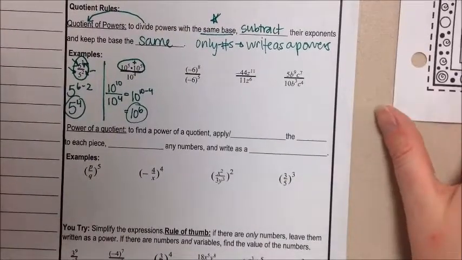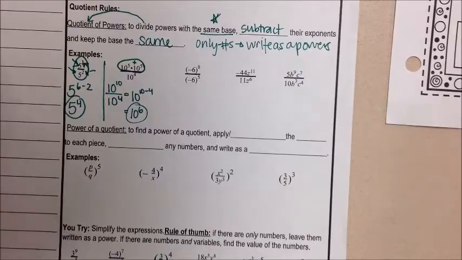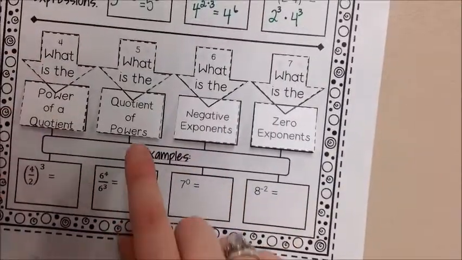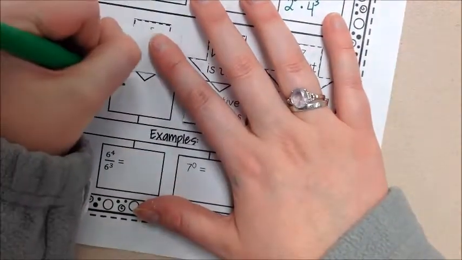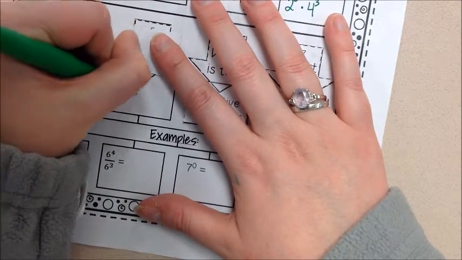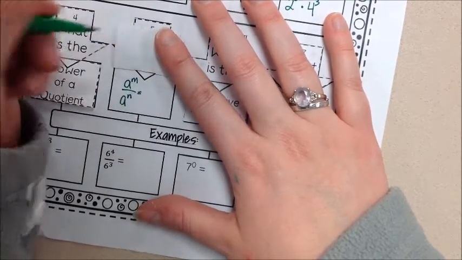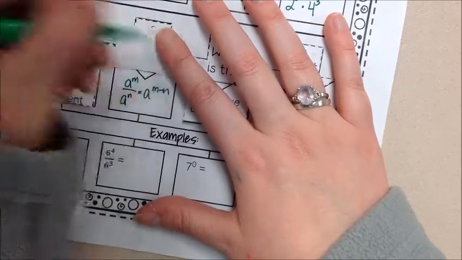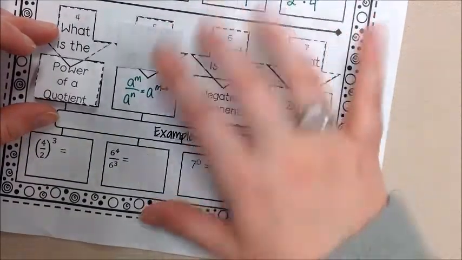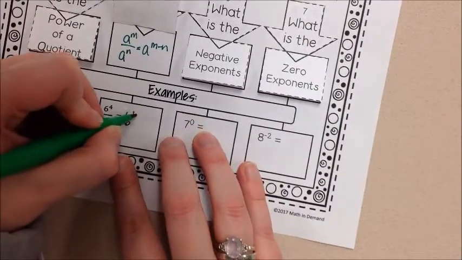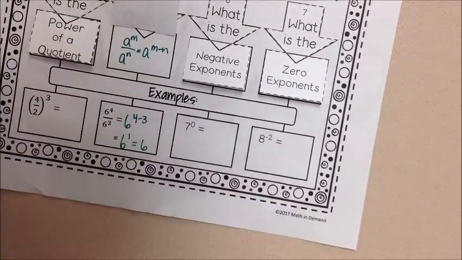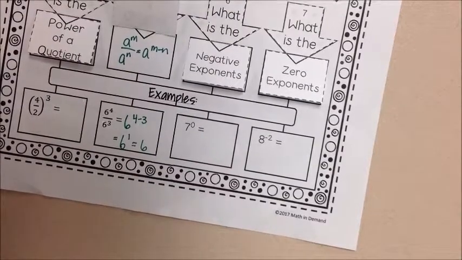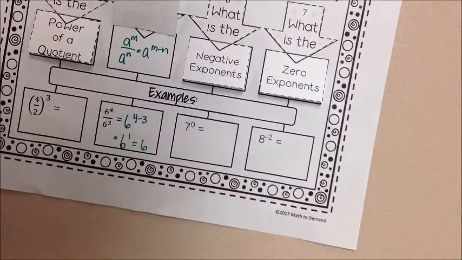I'm going to go ahead and switch over to my foldable. So this is quotient of powers, so this is the second one. That tells me when I have a to the m over a to the n, that simplifies to a to the m minus n, like that. So for this one, I would do 6 to the 4 minus 3, which is just 6 to the 1. Well, I don't need to write that 1. That's my implied 1, like 1x. I don't have to write the 1 on 1x. You don't have to write the 1 when it's to the first power.